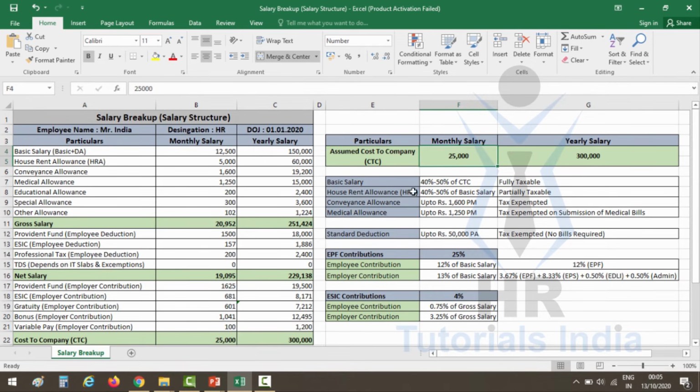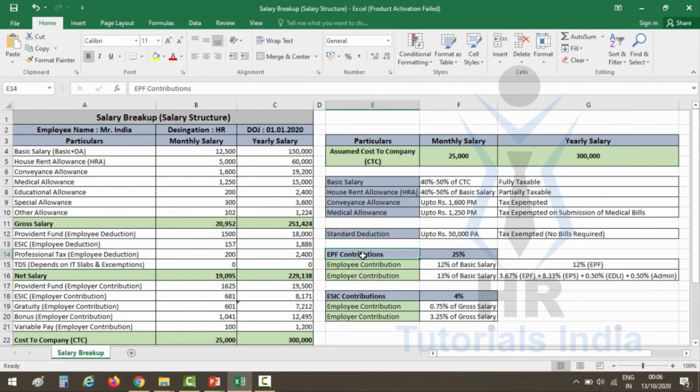I have already explained about the basic salary, HRA, conveyance allowance, medical allowances. Earlier we used to have all these medical allowances and education allowances as tax exemptions. But in the financial year 2019, we have a tax exemption called standard deduction. So the standard deduction of 50,000 rupees per annum is completely exempted without submission of any bills. So the medical allowances and the conveyance allowances have been replaced by standard deduction.